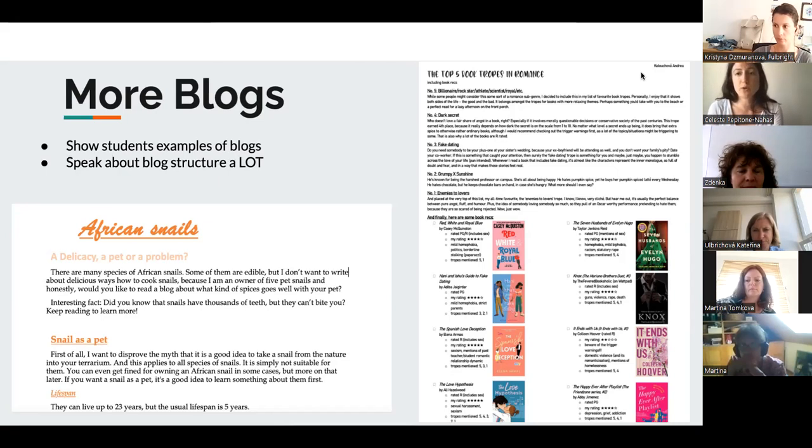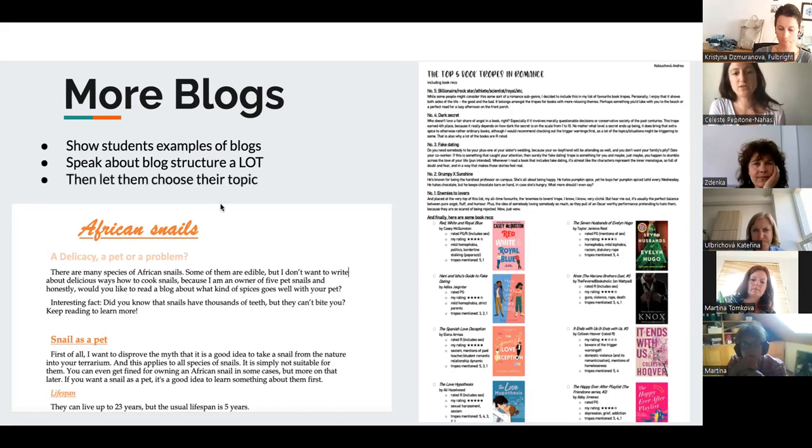I also showed them a blog about an animal. So that's possibly how this student decided to write about African snails. So the more you show them, the more ideas they're going to have. And looking at the structure then gives them the freedom to choose their own topic, but possibly copy the structure of what you've showed them in class.